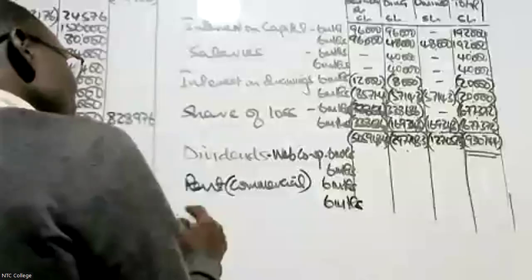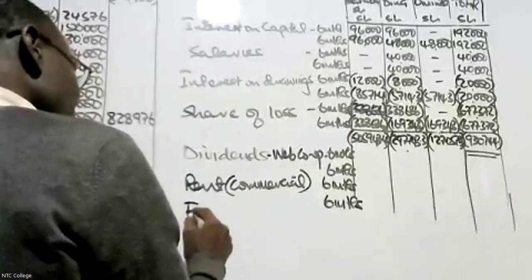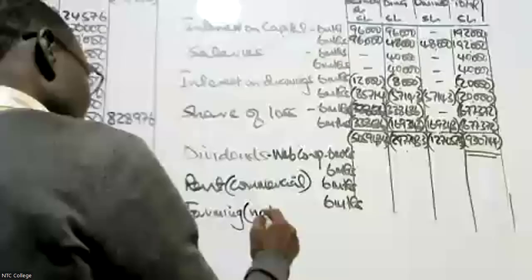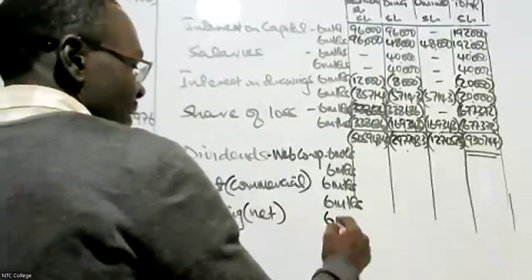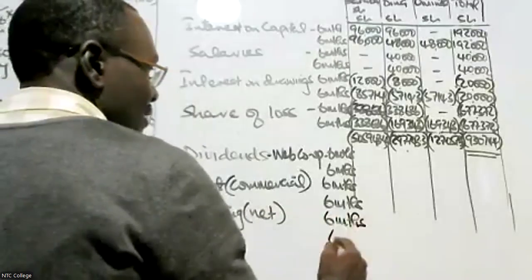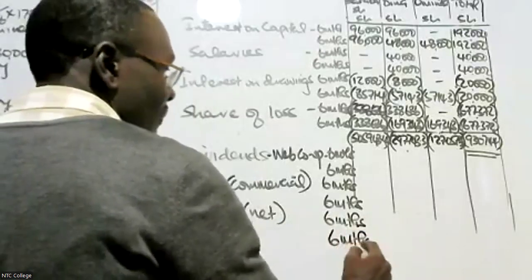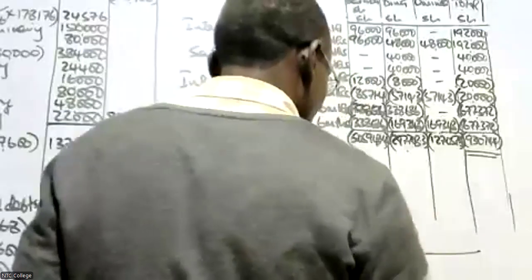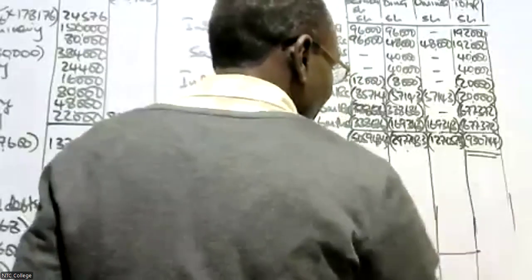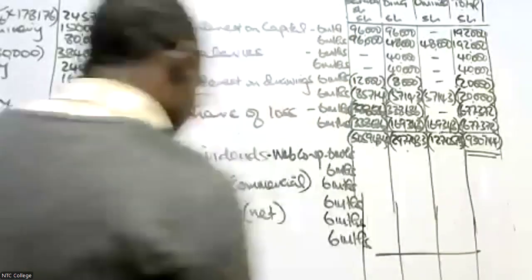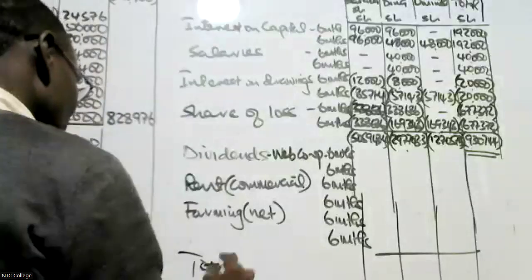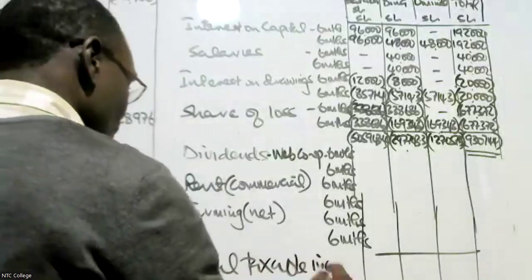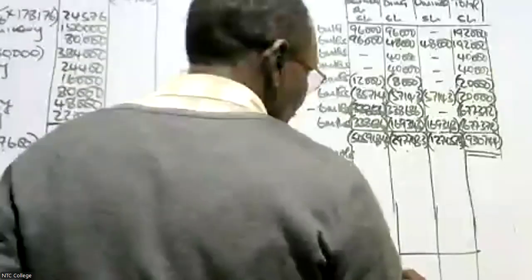And then get farming income net, farming after expenses. So this must be net. We share 6 months and 6 months. Then you get the total taxable income, like that. So we'll have the total there.